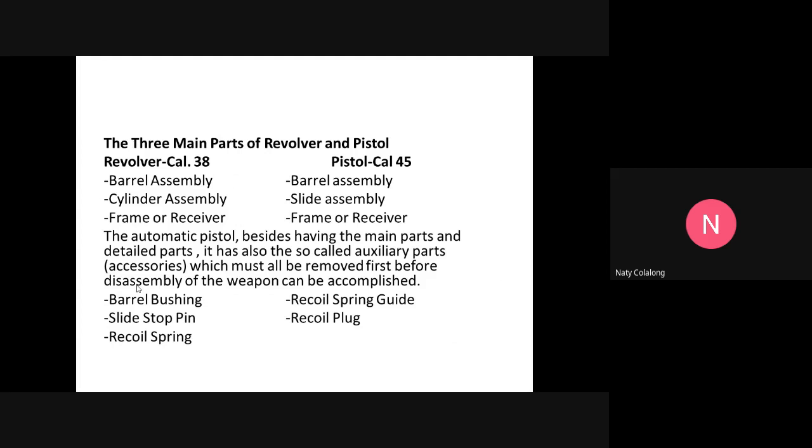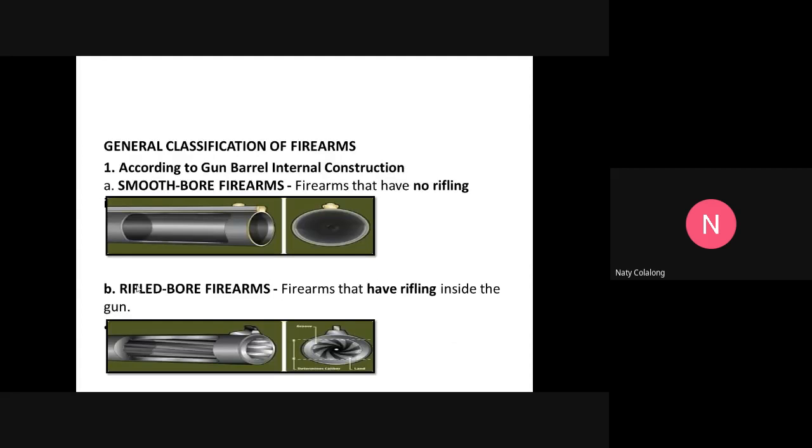So yung mga pwedeng maalis: barrel bushing, slide stop pin, recoil spring, recoil spring guide, and recoil lug. So these are the accessories that must first be removed before disassembly of the weapon.